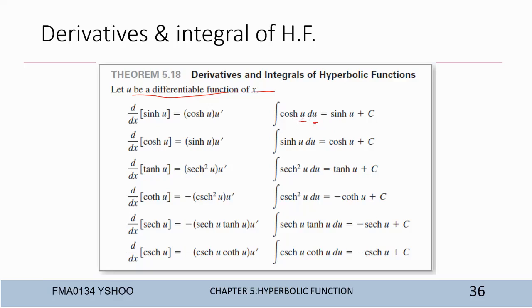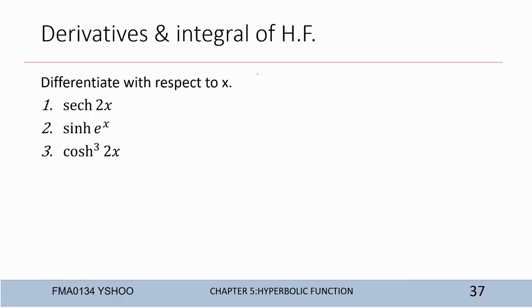So if you want to integrate when it is not just u, you need to use other methods like substitution and so on. Integral of sinh, you will get cosh. Integral of sech squared, you will get tanh, and integral of csch squared, you will get the negative coth, and so on. So these are all the formulas of the derivative and integration of hyperbolic functions.